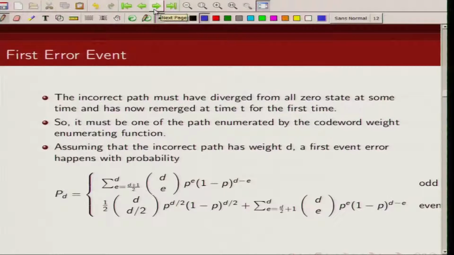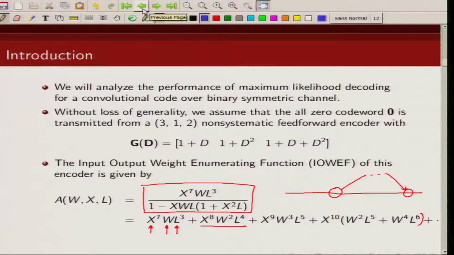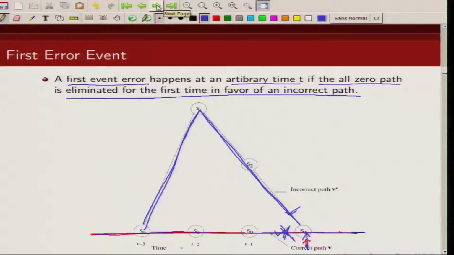Now, when will we decide in favor of this incorrect path and not the all 0 path? We can take the example of the same code that we are considering. This code has d free 7, then it has one code word of weight 8, one code word of weight 9, two code words of weight 10, like that. So, minimum distance d free is 7 here. Let us assume that this incorrect path had weight 7.